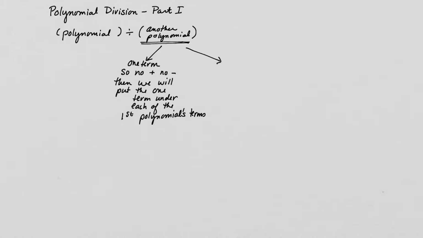If it's two terms or more, but we're going to stick with two terms, meaning that there is a plus or a minus sign, then you have to do long division. And that long division, that's going to be another video.